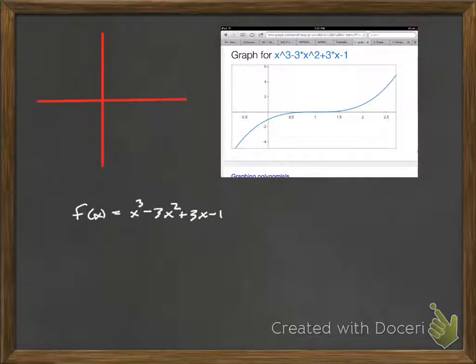x cubed minus 3x squared plus 3x minus 1. There's a nice graph from Google. And I went ahead and took the derivative. You can do these crazy looking complex ones if you just treat each term as a separate little thing to take the derivative of.